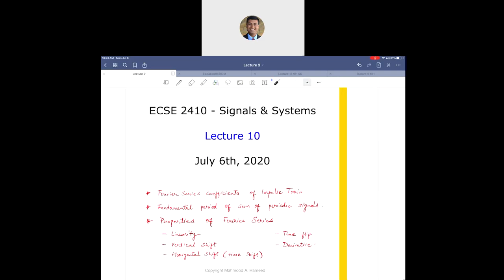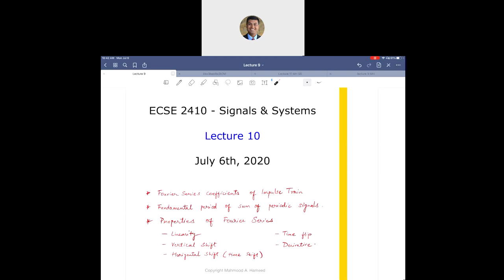Now we are going to get into Fourier series coefficients of an impulse train. What is an impulse train? Well, you have one impulse, and if you have a train of impulses, then that would be an impulse train. So that's what we are going to do first. We'll try to find the Fourier series coefficients of an impulse train. Then we will take a look at the fundamental period of a sum of periodic signals. If you have a sum of periodic signals, each of which could be sinusoids, for example, and they have different time periods, how do you find the time period of the sum? So we'll tackle that next.